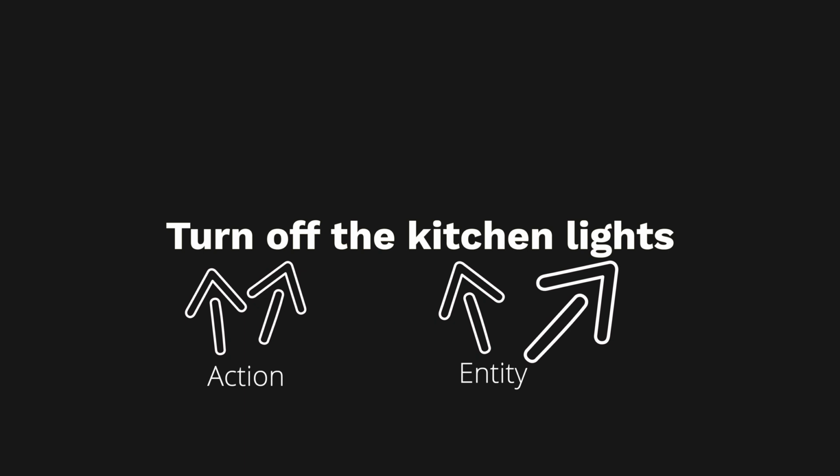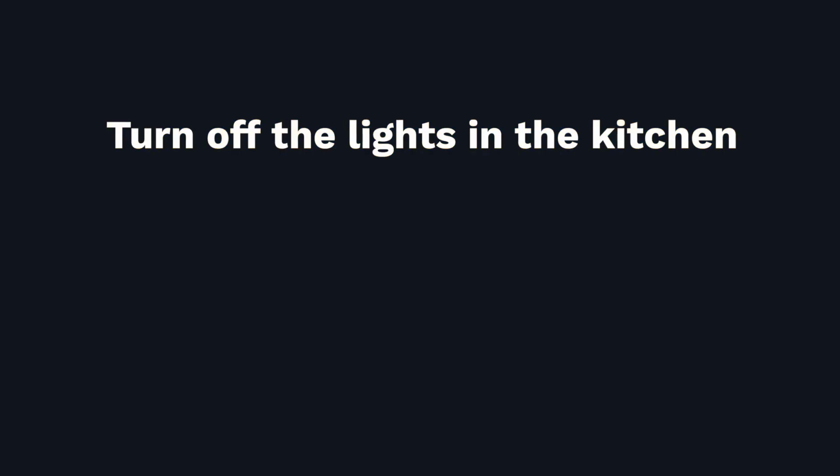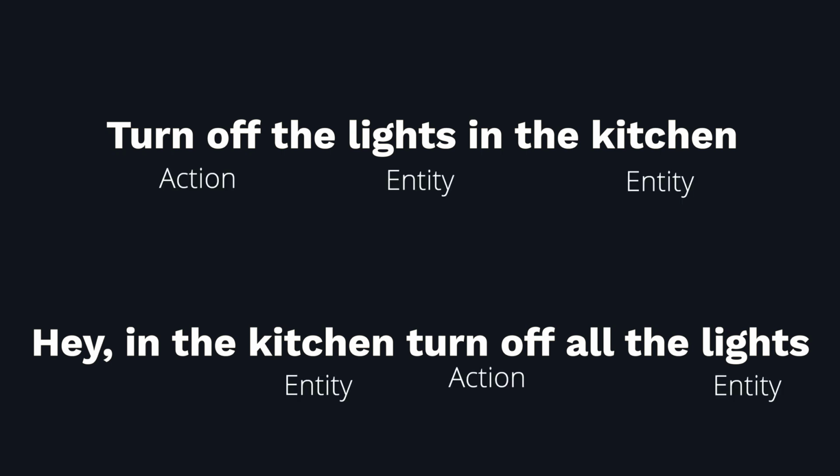But this is actually pretty complicated to achieve. Consider the following commands. Turn off the lights in the kitchen. Hey, in the kitchen, turn off all the lights. As humans, we all understand this to be the same exact command, but spoken in different ways. And this would be the extreme difficulty. We can't possibly code for all of these different permutations, or at least not easily.